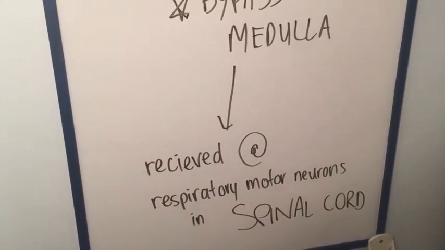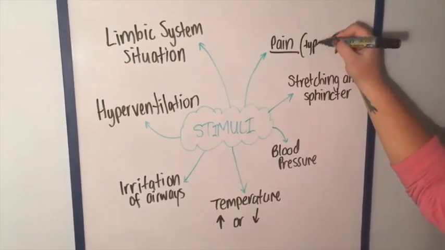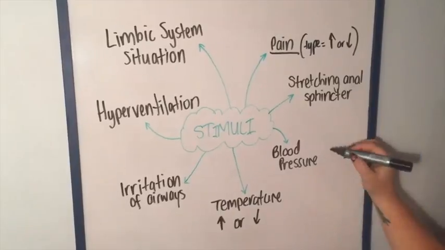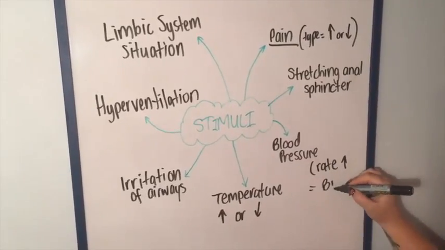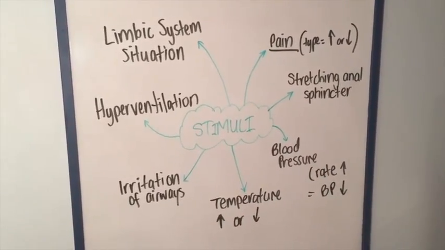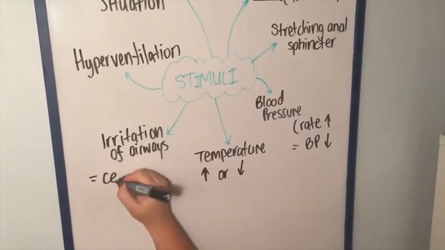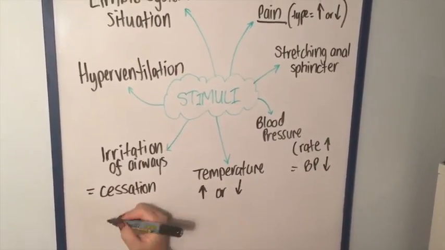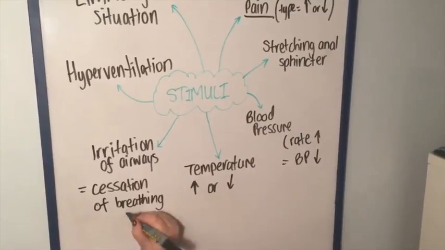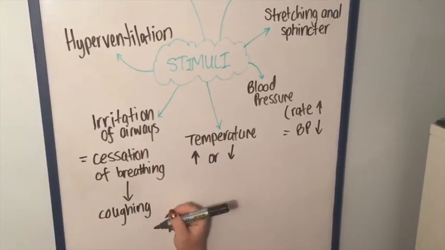To integrate both neural processes under one title, I thought we could skim over a few of the stimuli that affect breathing. Pain is dependent on type and it can increase or decrease breathing. When blood pressure goes up, rate of breathing goes down and vice versa. Irritation equates to cessation of breathing, usually followed by coughing or sneezing.